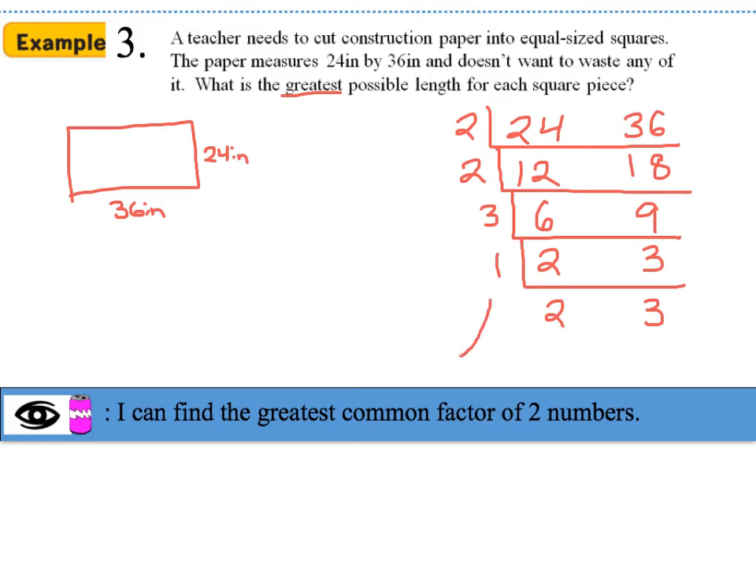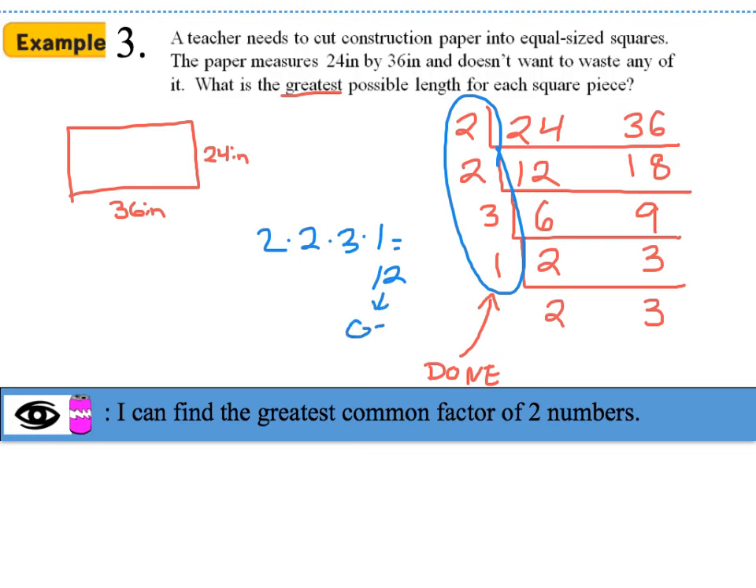Notice we've completed the end of this problem because we have a 1. So we're done with our ladder. So let's figure out the GCF. Let's take all the numbers on the left-hand side, which is 2 times 3 times 2 times 1. And just like the last problem, we've got 12 as our GCF. So the greatest common factor of 24 and 36 is 12.